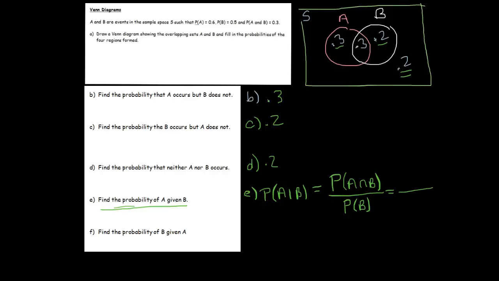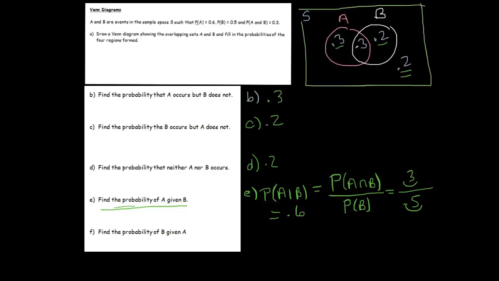So the probability of A and B, the region that's shared by both, is 0.3, and the probability of just B is 0.5. And so the probability of A given B is 0.3 divided by 0.5. You can move both decimal places over 1 and just get 3/5 or 0.6 if you like. So there's the probability of A given B. Again, remember, since you're given B, you know that B happened, so that 0.5 is now the denominator of your fraction. And find the probability of B given A.